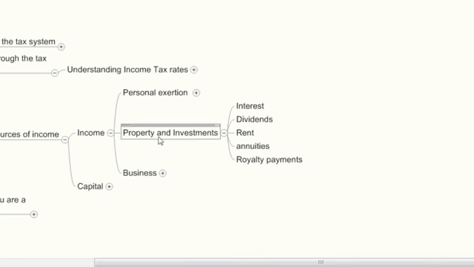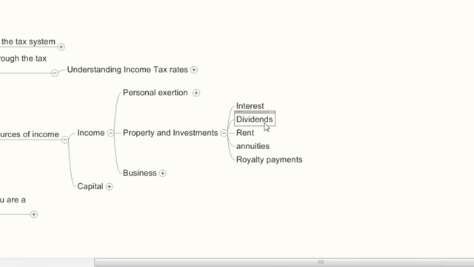Then you have what we call the property and investment income. That's basically a passive income, it's not active, like you don't have to use your labor, your hours to work. For example, if you put money in the bank account, then you're going to earn interest. And if you earn interest, then you have to pay tax. Or if you invest in shares, you're going to earn dividends.